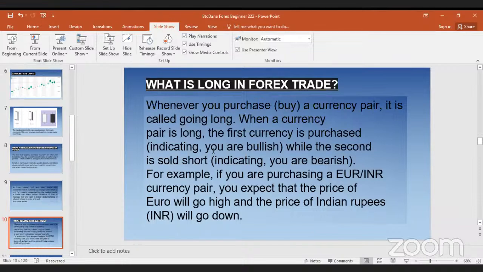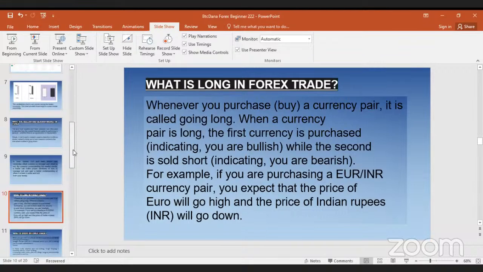So the first currency is purchased, indicating you are bullish, while the second is sold short, indicating you are bearish. For example, if you are purchasing a euro against the Indian rupee, an Indian currency pair, you are expecting the price of the euro to go higher and the price of the Indian rupee to go lower. You might not understand the concept now, but just have it in your mind that going long means we want to buy the market, and going short means we want to sell the market.